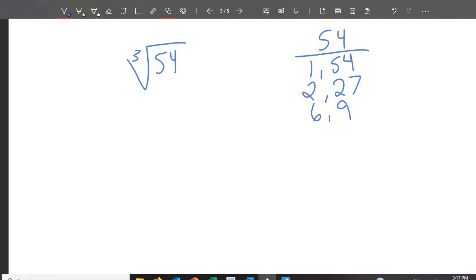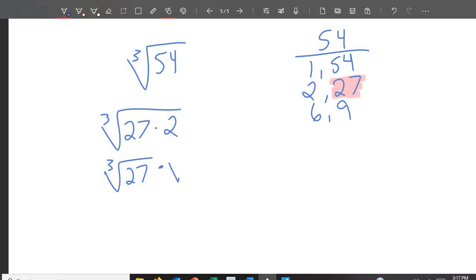Now, which of those numbers can I take the cubed root of? Which of those numbers is a number times itself 3 times? Well, that's 27. 3 times 3 times 3 is 27. So we can break this apart as the cubed root of 27 times 2. Break it apart one more time like this. The cube root of 27 is 3. Then we've got the cube root of 2. Here's my final answer.